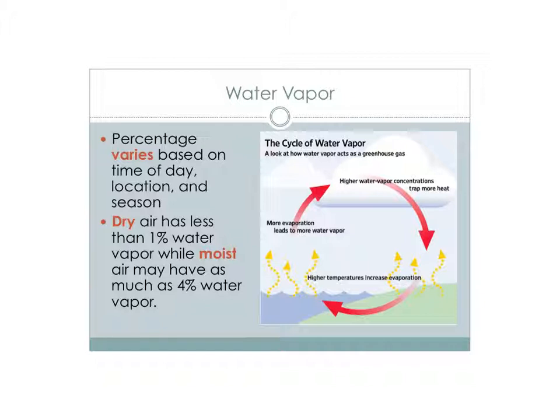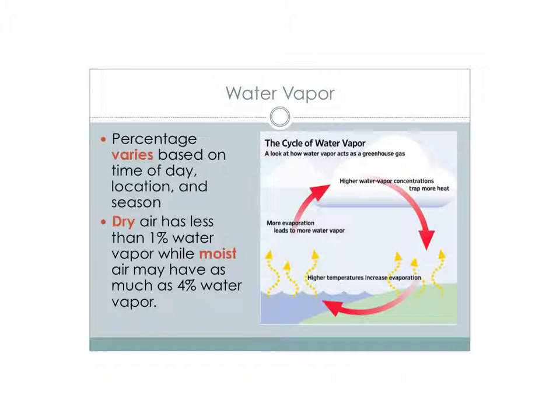Now over here, you're probably used to the really humid summers, so that means we have much more moisture in our air. And around the world, moist air could have up to 4% water vapor versus the 1% water vapor over in the drier areas. So if you look over on the right, you'll see the cycle of water vapor and how it travels from where we live on Earth up into the atmosphere and back again.